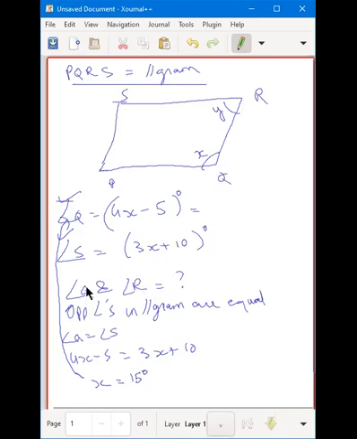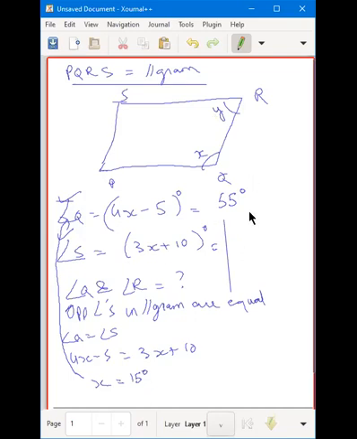We have to find out angle Q and angle R. So putting this back into the equation that we're given, 4x minus 5, what is the value of Q? 4 into 15 minus 5. 4 into 15 is 60. 60 minus 5, 55 degrees. Okay. What about angle R?